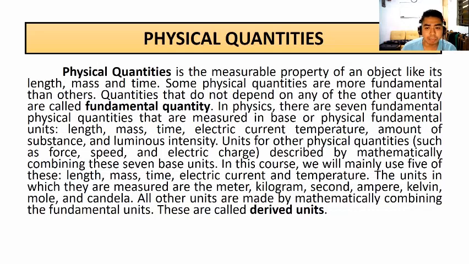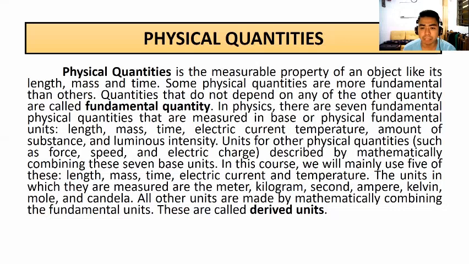Quantities that do not depend on any of the other quantities are called fundamental quantities. In physics, there are 7 fundamental physical quantities that are measured in base units. We have length, mass, time, electric current, temperature, amount of substance, and luminous intensity. Units for other physical quantities, such as force, speed, and electric charge, are described by mathematically combining these 7 base units.